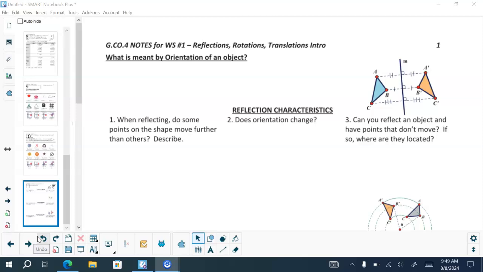What we're going to talk about today specifically is something called orientation. Okay, we need to figure out what it means first when they talk about orientation. What are the orientation of points? What does that have to do with this? Why is it important? Okay, orientation means it's the order of your points.